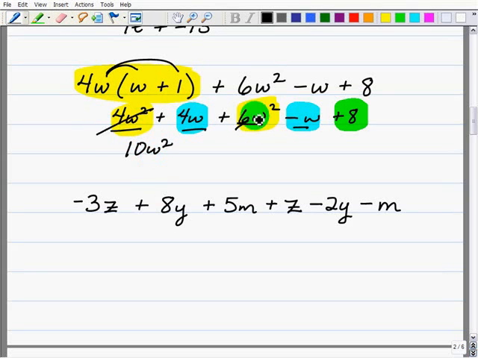Plus 4w plus a negative 1w. Remember, adding the coefficients, it's going to be 3w. All right. And then I'm simply going to add in my constant. So I have 10w squared plus 3w plus 8. I could have written 3w plus 10w squared plus 8. It wouldn't be wrong, but typically what we do is write the highest power first. All right. Okay, so let's go down.